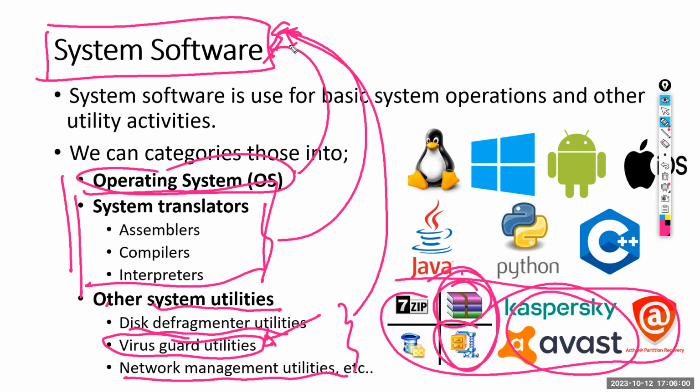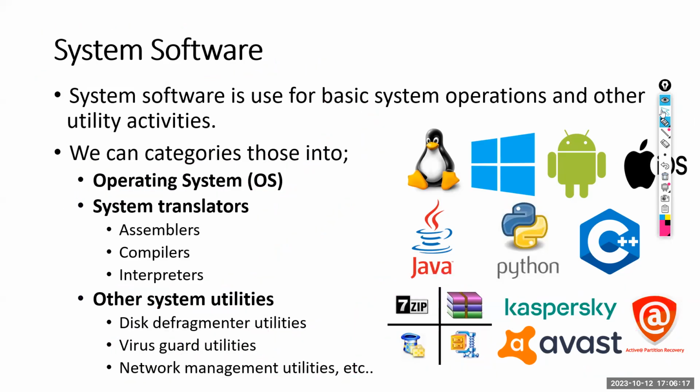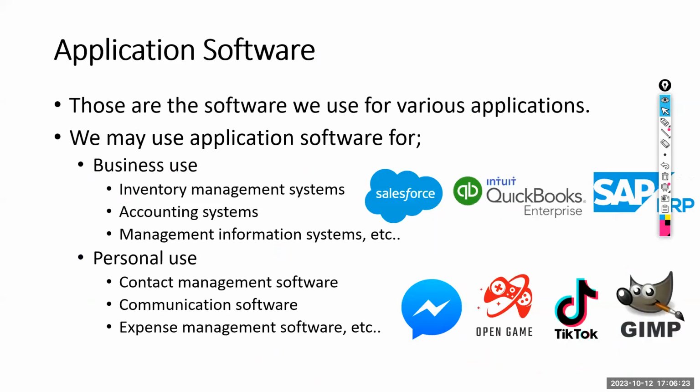And what are the three categories or three types of system software? Operating systems, system translators, and other system utilities. Okay, because the former two are also utilities, but that is why we call it other system utilities. Right. So now we have discussed hardware, firmware, system software, and of course application software we already discussed.